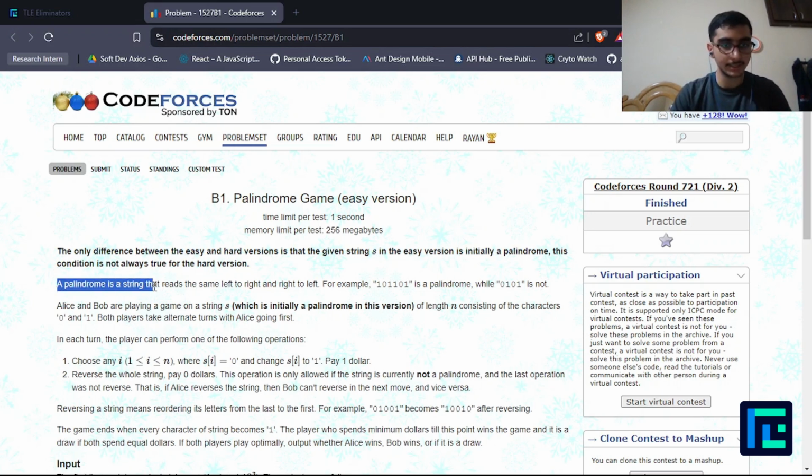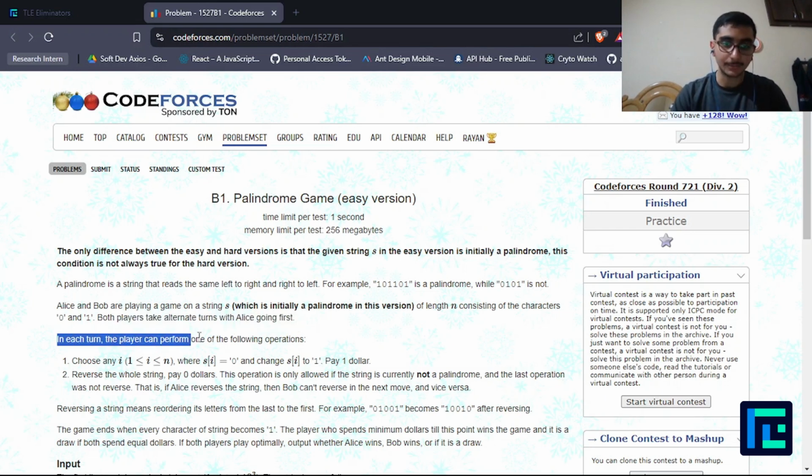A palindrome is a string that reads the same left to right and right to left. For example, 101101 is a palindrome while 0101 is not. Now Alice and Bob are playing a game on a string S, which is initially a palindrome in this version, of length n, consisting of the characters 0 and 1. Both players take alternate turns with Alice going first.